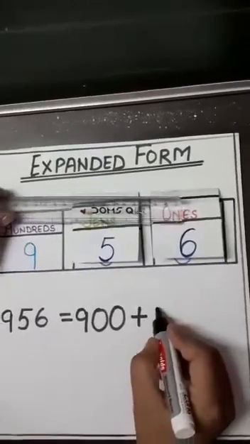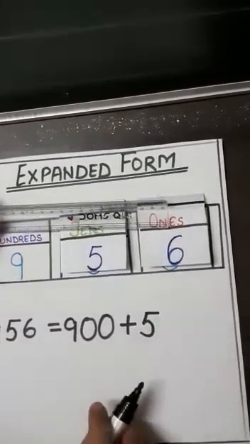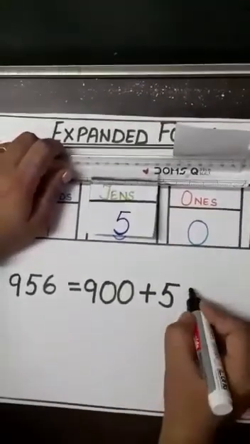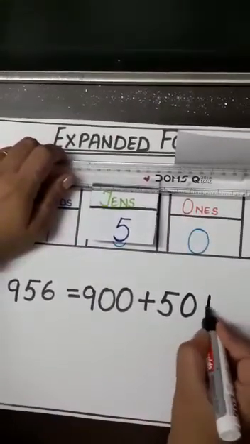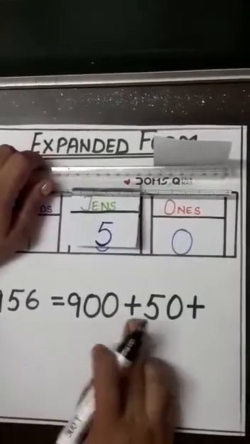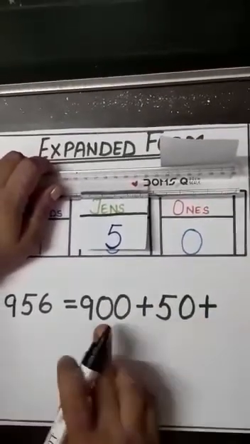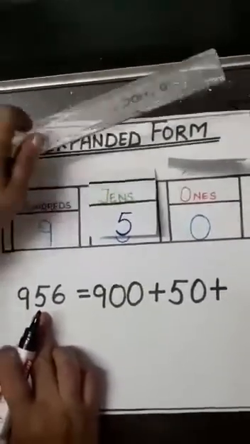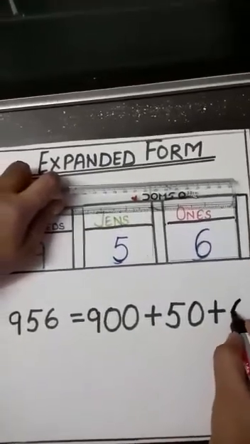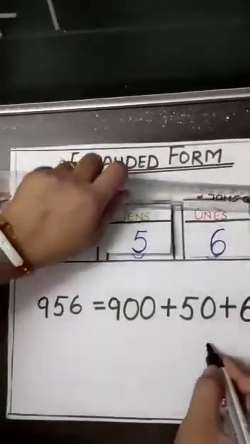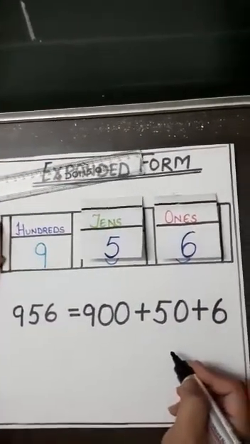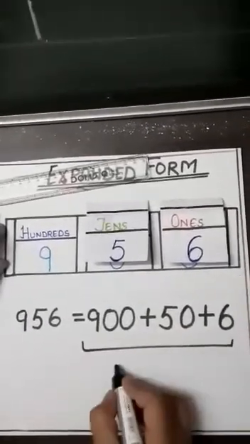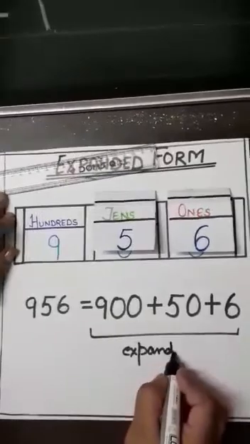Now the second number is 5. How many zeros are there after 5? There is only 1 zero. So we can write 50 here. Again put a sign of addition because it is the addition of place value of digits in it. Now on ones place we have the number 6. Is there any 0? No. So we can write here 900 + 50 + 6. This is the expanded form of this number.